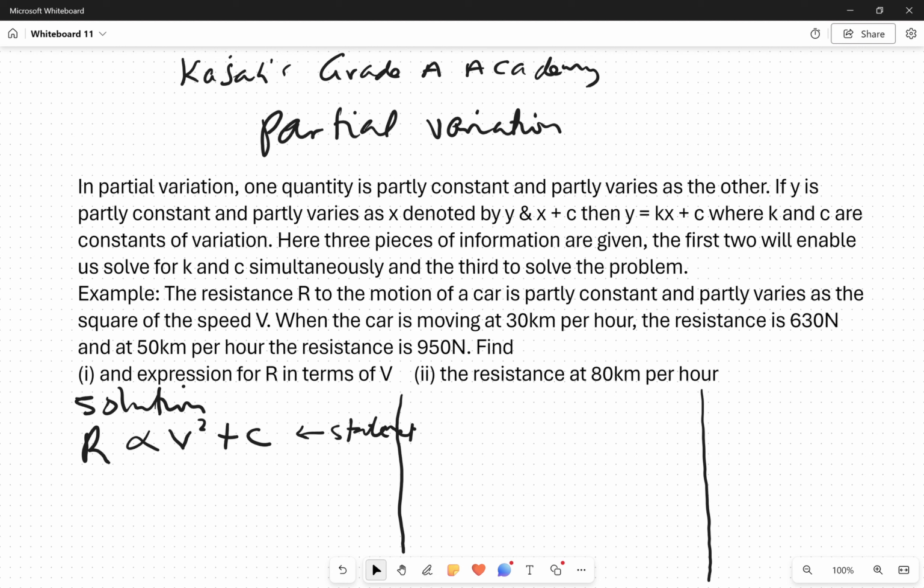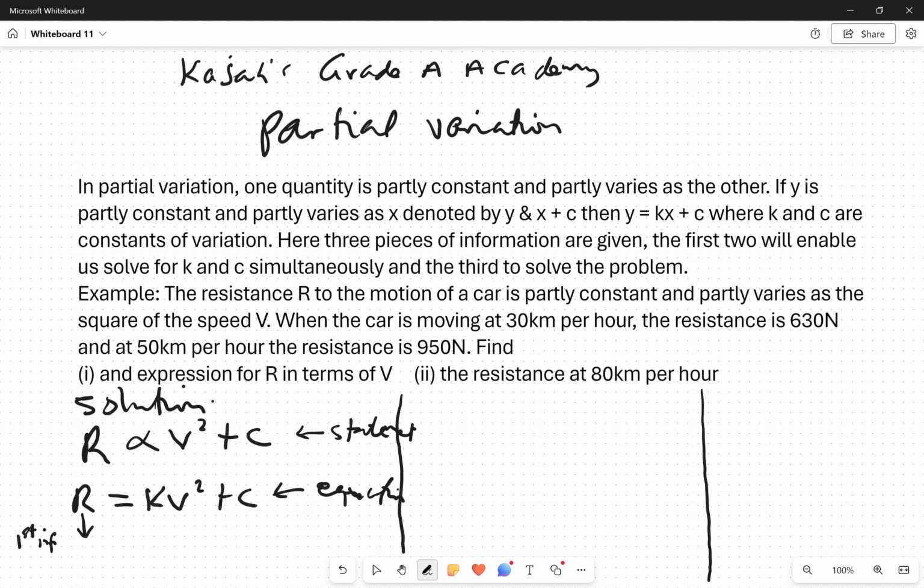Let's just make it the equation. It means that R is equal to k times v squared plus c. So this is the equation. Now, the question says find an expression for R in terms of v. So the expression is the equation. We need to find the values of k and c and rewrite the equation. It says when the car is moving at 30 kilometers per hour, the resistance is 630. So let's say first info.